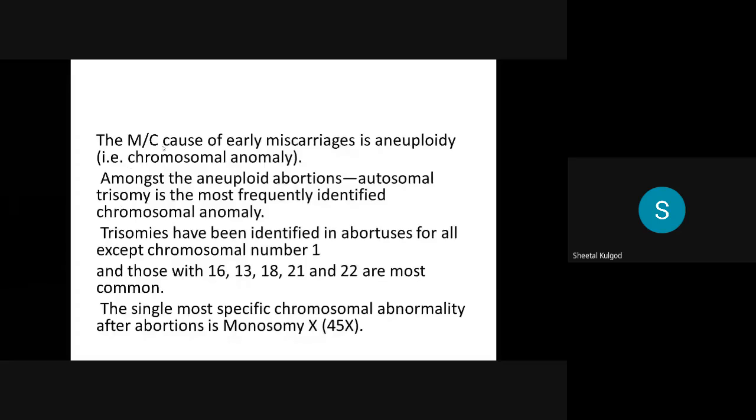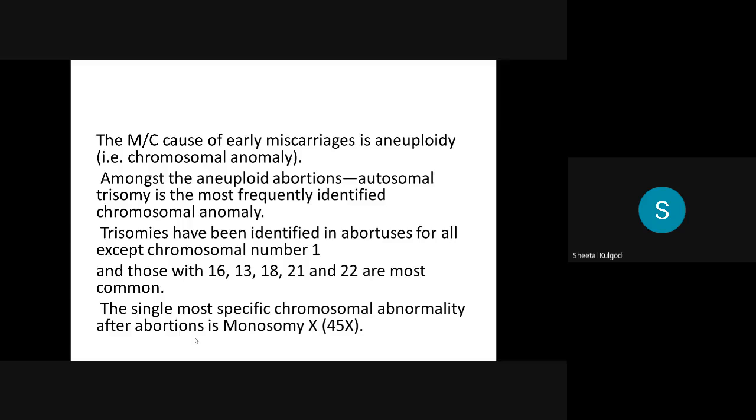So the important points again, what you have to recollect here is the most common cause of early miscarriages is aneuploidy. That is a chromosomal anomaly. That is in the structure. Okay. Amongst the aneuploid abortions, autosomal trisomy is the most frequently identified chromosomal anomaly. Trisomies have been identified in abortuses for all except number 1 and 16, 13, 21, and 22, the most common. The single most specific chromosomal abnormality after abortions is monosomy X.